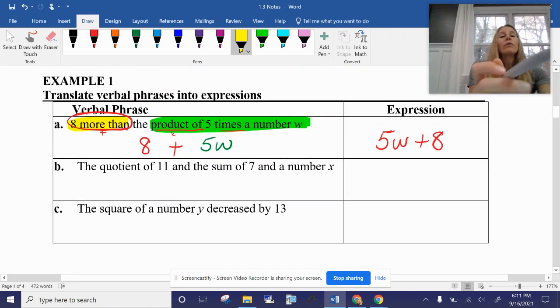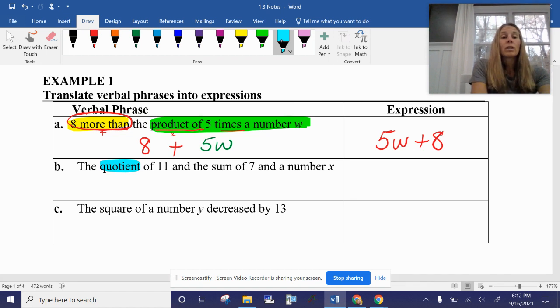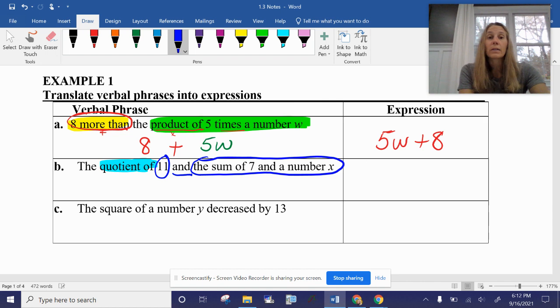Okay, so now the next one, we have the quotient. The quotient indicates some division is going to happen. So it's the quotient of 11 and the sum of 7 and a number x. So we have two numbers going on. We have the 11 and we have the sum, that's the second term here, the sum of 7 and a number x. Now sum means addition, so I'd have to write 7 plus x. Now if I want to divide these two things, I could just put a divide sign in there. And again, I would have the 11 come first and this part comes second because you typically are going to do it in the order that you see it.